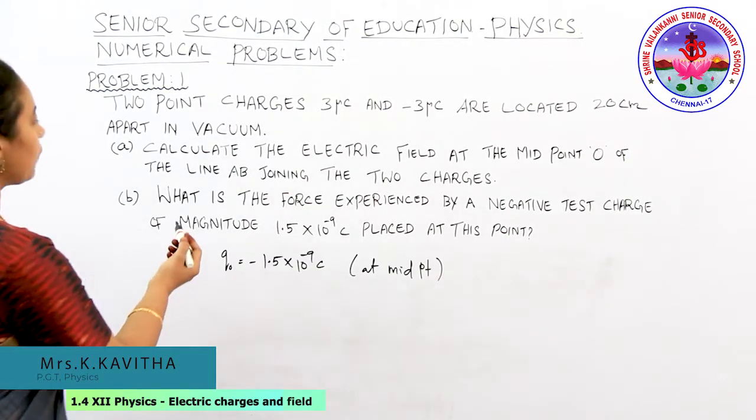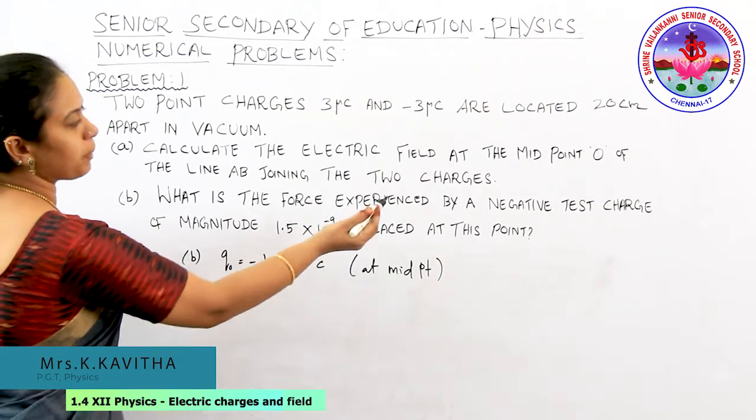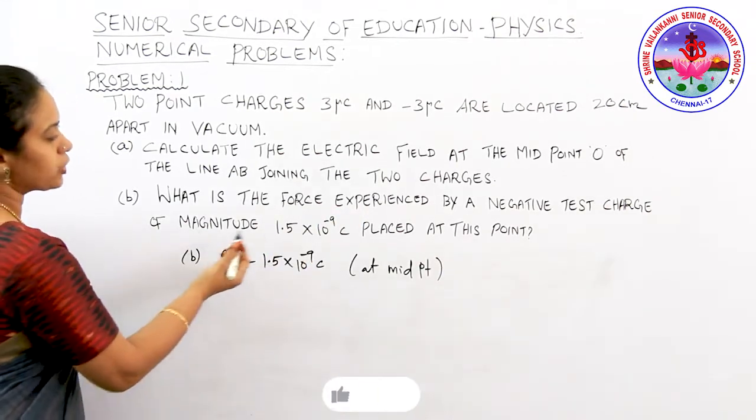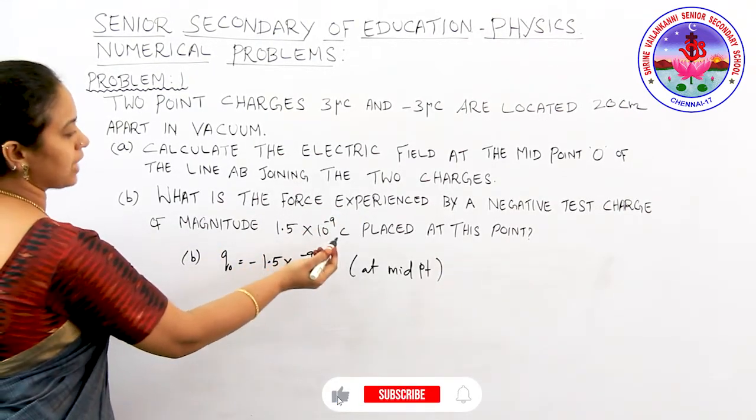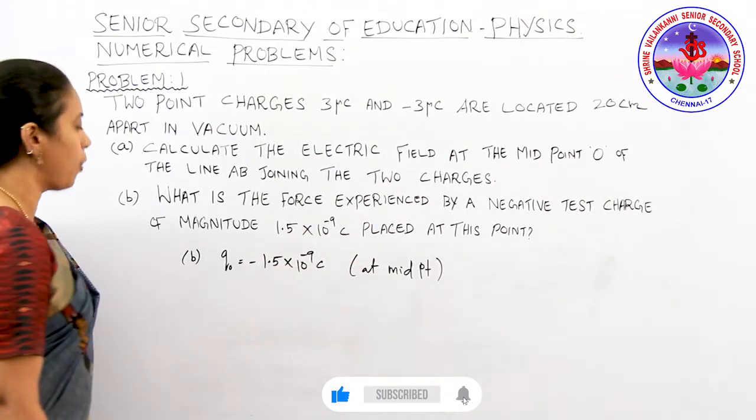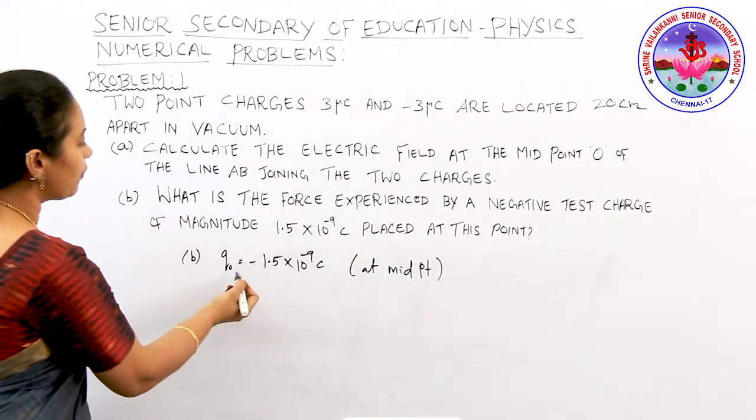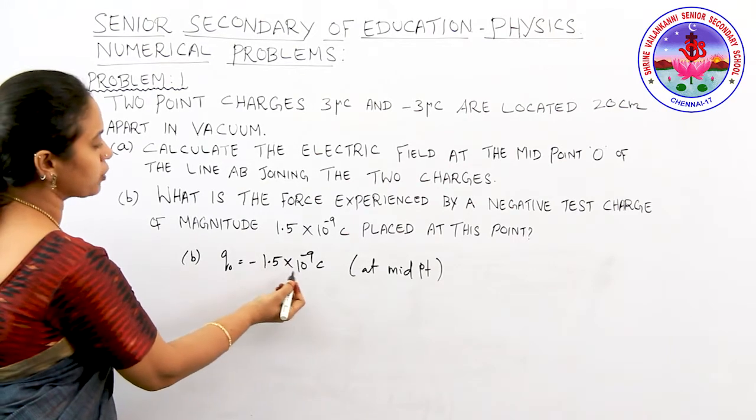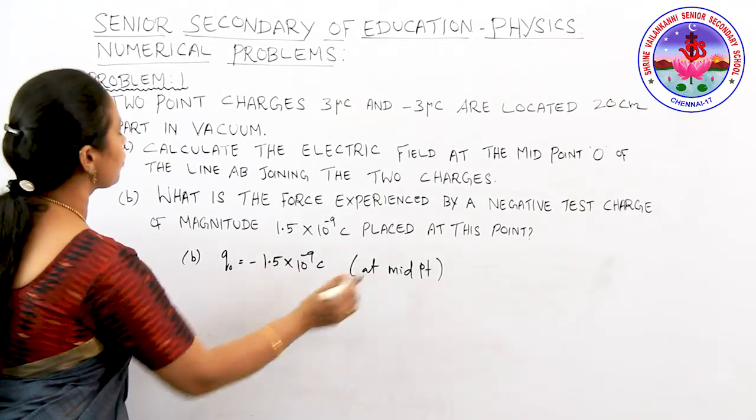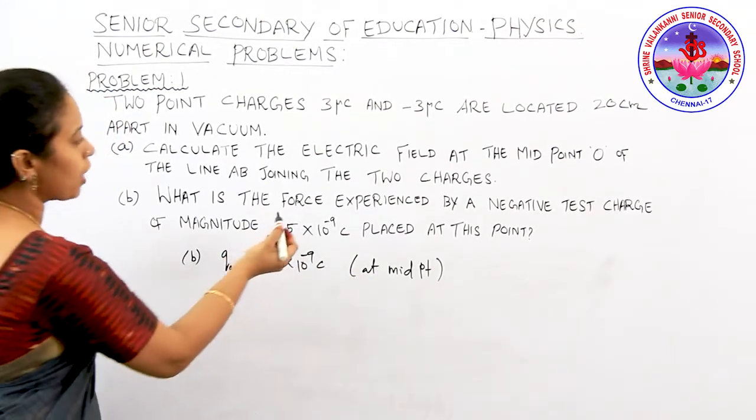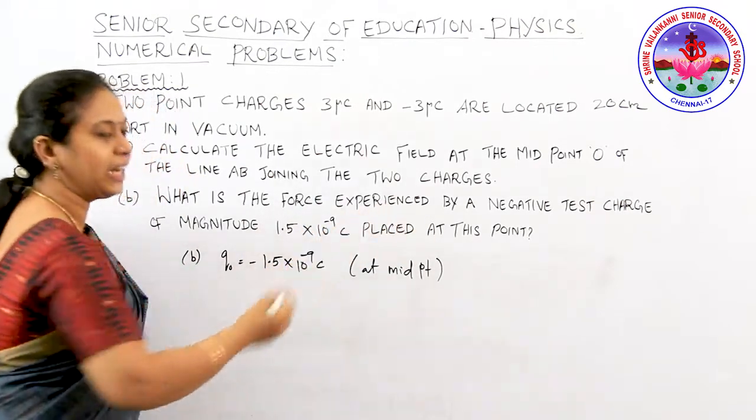So the second part of the question is, what is the force experienced by a negative test charge of magnitude 1.5 into 10 power minus 9 Coulomb, which is placed at this point? So we have taken Q0 which is equal to minus 1.5 into 10 power minus 9 Coulomb. So at the midpoint, the question is what? The force which is experienced by the negative charge.